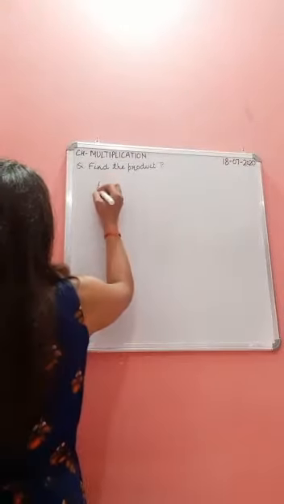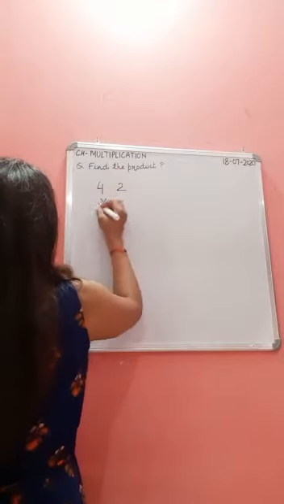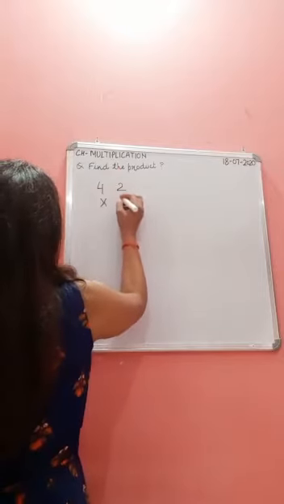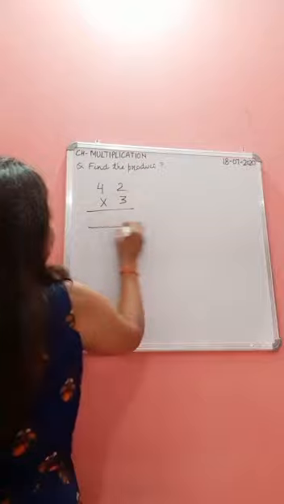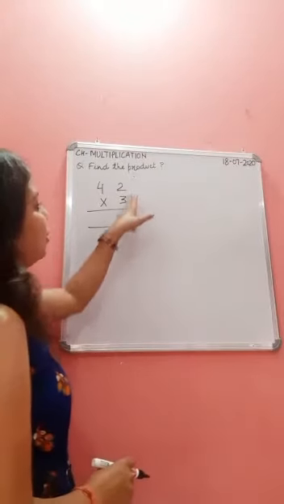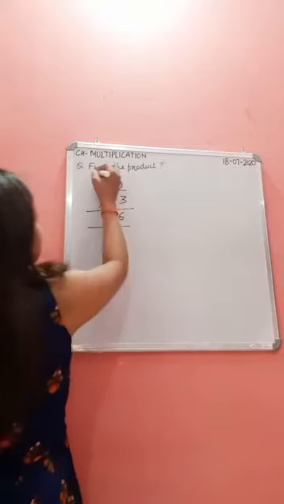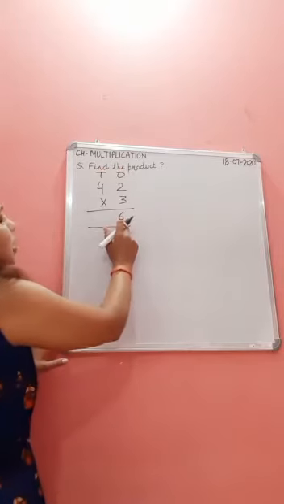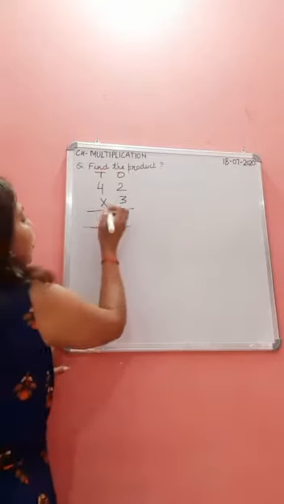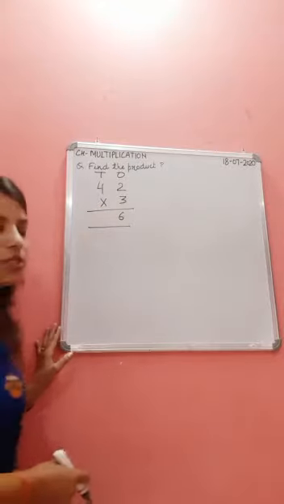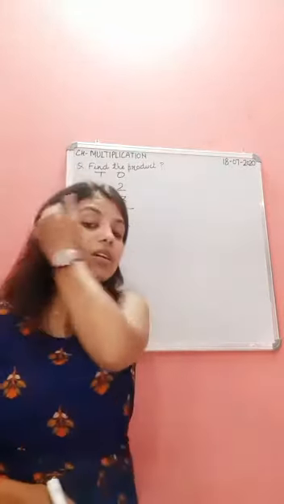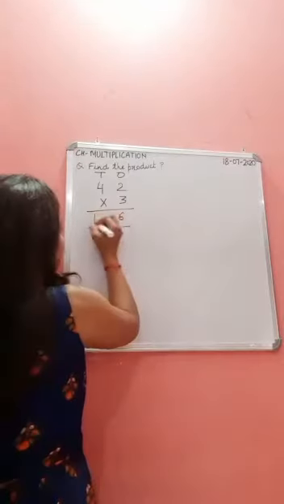Now 3 2s: 3 1s are 3, 3 2s are 6. 3 2s are 6 on the ones position. 3 4s: 3 1s are 3, 3 2s are 6, 3 3s are 9, 3 4s are 12.